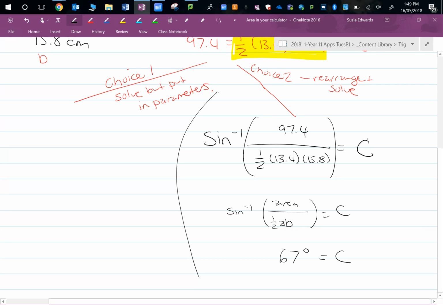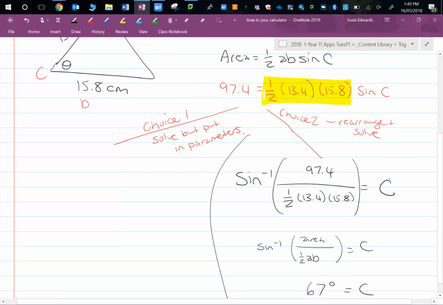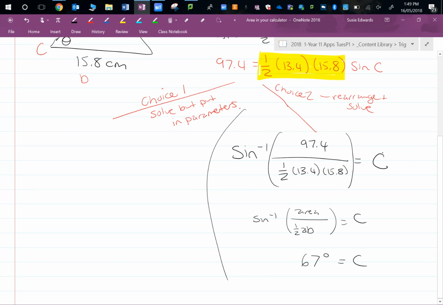Okay, your other option, if you're someone who likes to use solve, which I like to use, I think solve is a really easy way of not making errors with your rearranging. If you want to use solve, you're going to write into your calculator solve bracket 97.4 equals half of 13.4, 15.8 sine C, and we're going to look for C, but we then have to put in an extra line, okay?